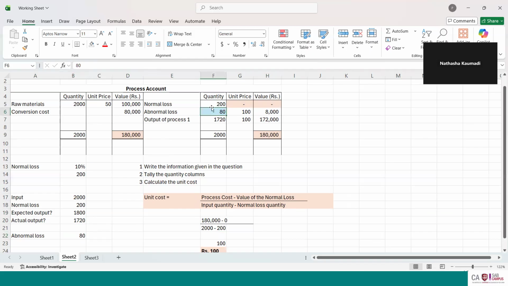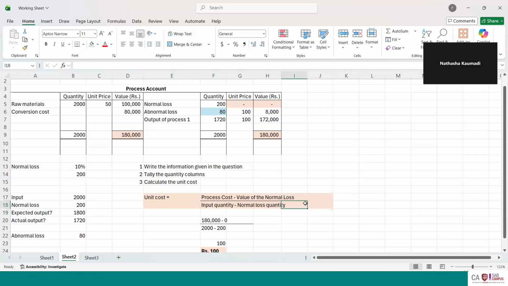So that is how we interpret this 80. And then like that, we tally the quantity columns. When you are tallying the quantity columns only, you understand what is abnormal loss. And then the third one, calculate the unit cost. That is the third step. I told you to calculate the unit cost.